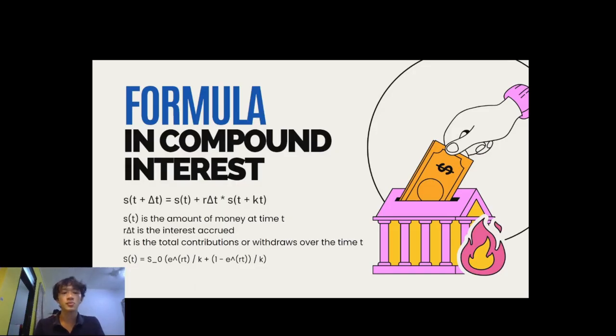Now we come to the formula in the compound interest. This is the formula of the compound interest. S(t) is the amount of money at time t. r delta t is the interest accrued. kt is the total contribution or withdrawal over the time t. We wish to turn it to the equation below. And now Eugene will demonstrate how it could be done.